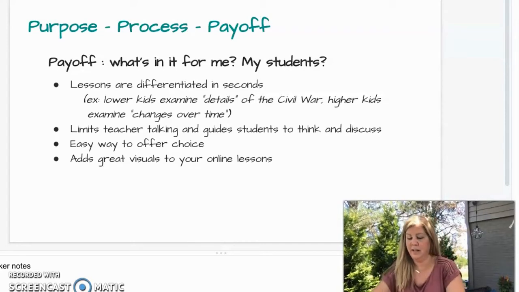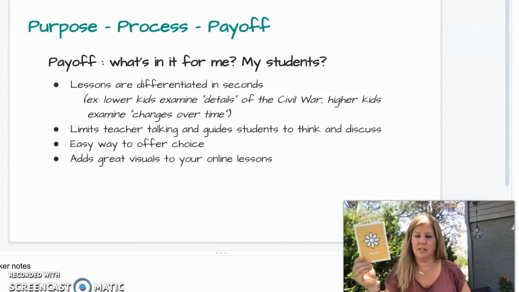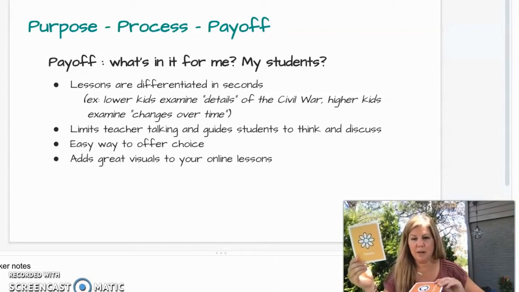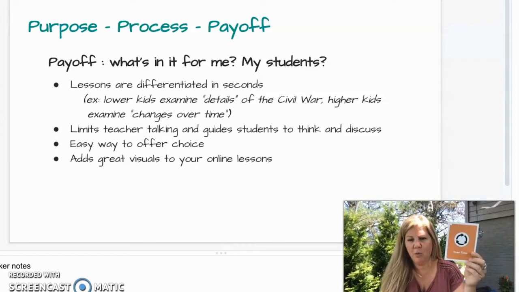So, for instance, if I were doing a lesson on the Civil War, I might ask my lower students to just list details, dates, times. That's the bottom of Bloom's. It's just knowledge. Here, you might have your older or higher students take a look at changes over time. What have been the effects of the Civil War? What events led up to it? What happened during it? And what's happened since? How does what occurred in the Civil War affect who we are as a society today?